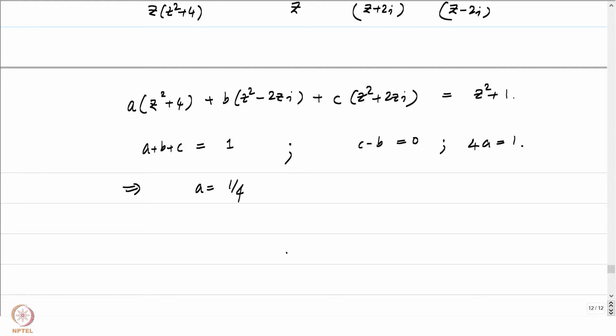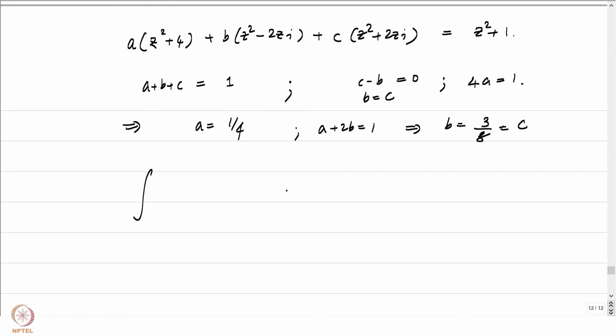These are the three equations we have. With them, a is equal to 1/4, b is equal to c, and therefore a + 2b = 1, which implies b = (1/2)(1 − 1/4), which is 3/8. So this is precisely what we will be getting for b and c. b and c are equal.